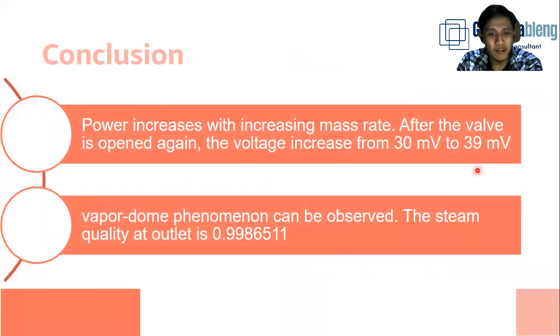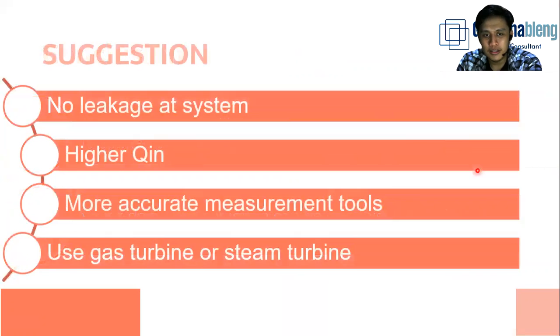And for the conversion, the power increases with the increasing mass rate. After the valve is opened again, the voltage increases from 30 millivolt to 39 millivolt. The power dump phenomenon can be observed, and the steam quality at the outlet based on calculation is 0.909986511. For the suggestion, it's necessary to ensure that there is no steam leakage in the system.